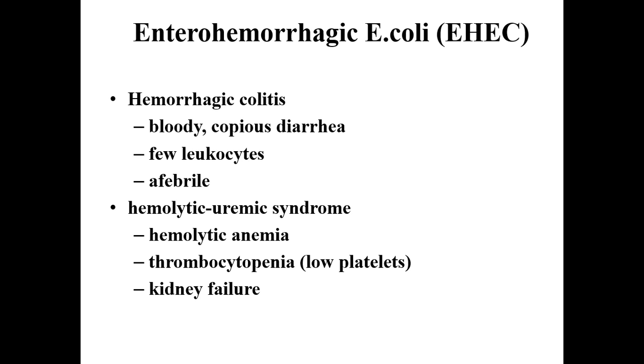In enterohemorrhagic Escherichia coli, hemorrhagic colitis develops with bloody and copious diarrhea, few leukocytes, and afebrile course, and hemolytic uremic syndrome: hemolytic anemia, low platelets, and kidney failure.